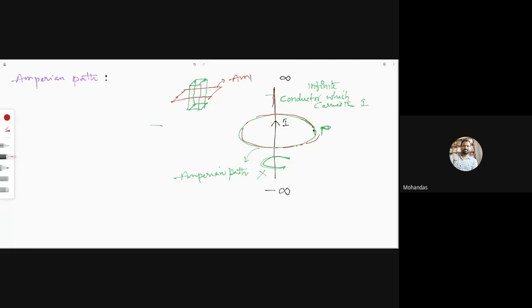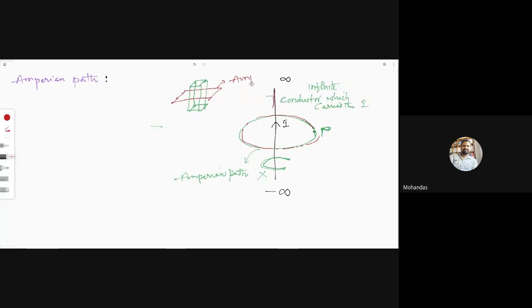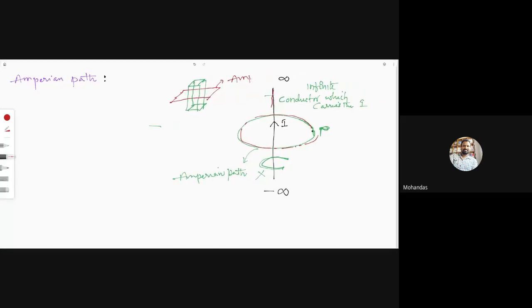Acting opposite to this attraction force. So whenever the magnetic force is completely zero, this control split makes this is an Amperian path.